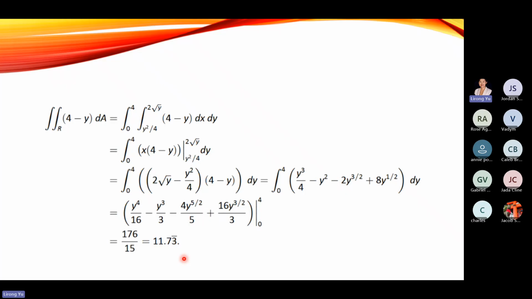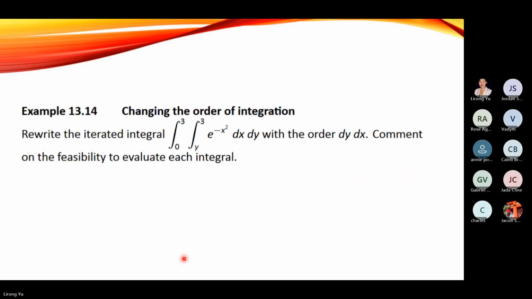Any questions? Okay, I hope I explained the determination of the integration limit a little bit better. In the textbook, this is all we have, so I tried to explain how we determine the integration limit. Normally, it's not that detailed in the textbook, right? So that's this example. The next example is rewriting this iterated integral and commenting on the feasibility of the evaluation.